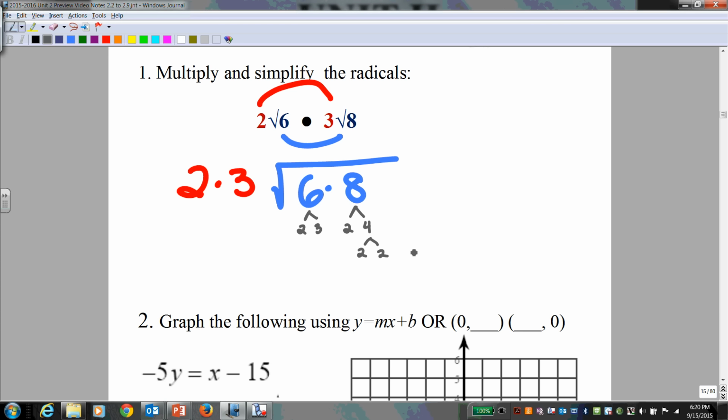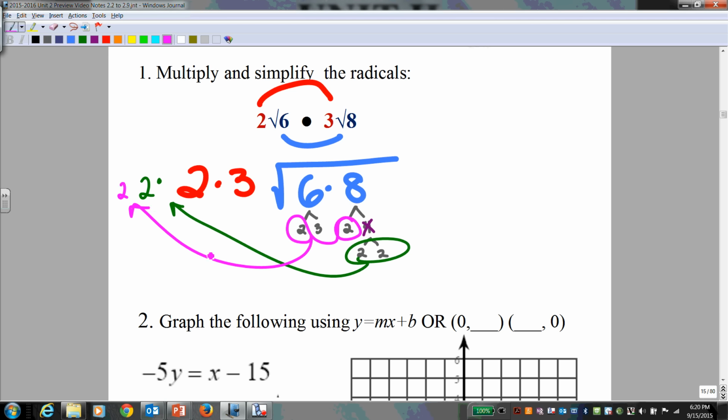So your goal is to see who has a date here. You don't look at the branch, and the branch right here is going to be 4, so you're not looking at that. So we see here we have one pair of 2s. They're going to come out on the outside. And I have another pair of 2s that come out on the outside. And then we look at who does not have a date, and that's going to be the 3.